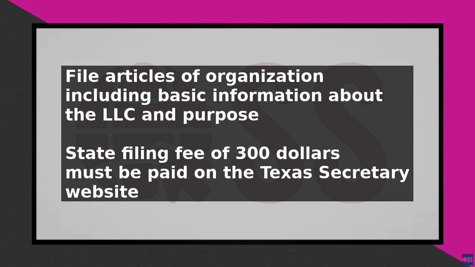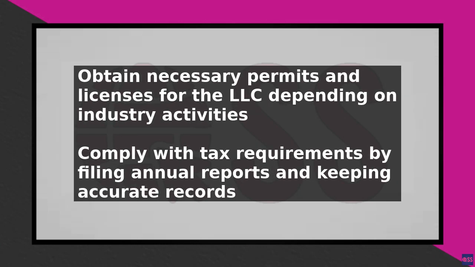Once the necessary permits and licenses have been obtained, the next step is to comply with tax requirements. This involves filing annual reports, keeping accurate records, and conducting all business transactions through a business bank account to protect personal assets in the event of a lawsuit.